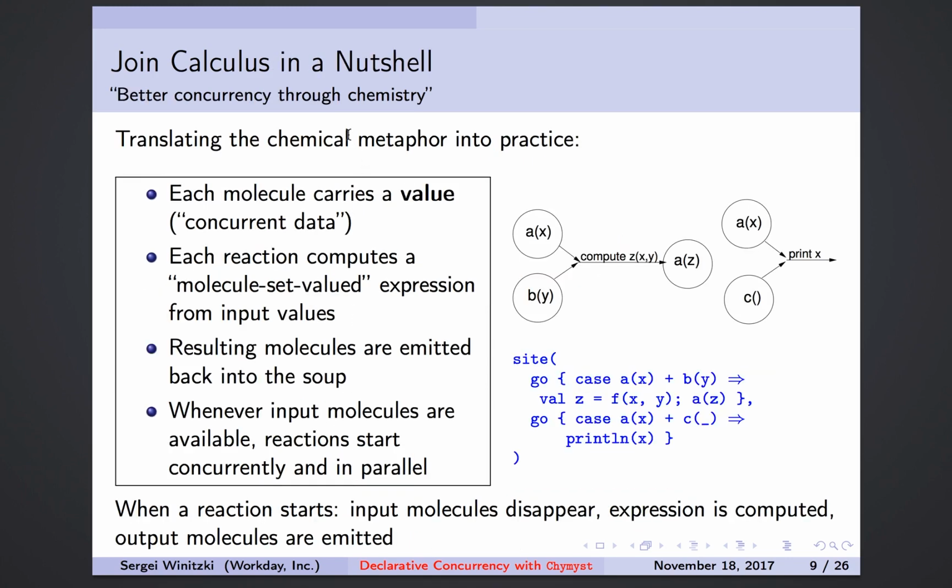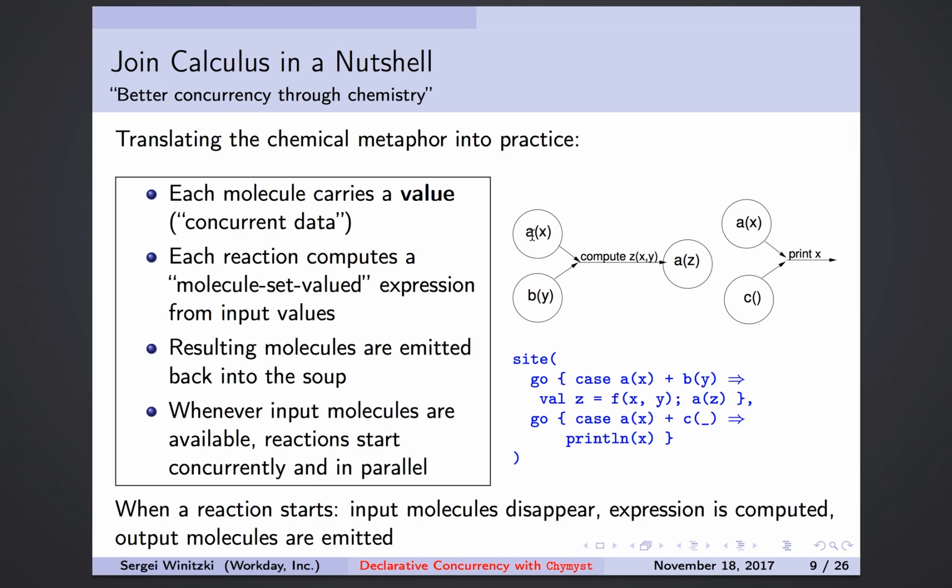Now, suppose that we implemented this simulator, the chemical machine simulator. We would like to use it for actual computations, not just to watch reactions happen. To do that, we add data to this model. So now we say each molecule must carry a value of some type, let's say integer value or string value or some other value. So this will be the concurrent data, the molecule carrying a value.